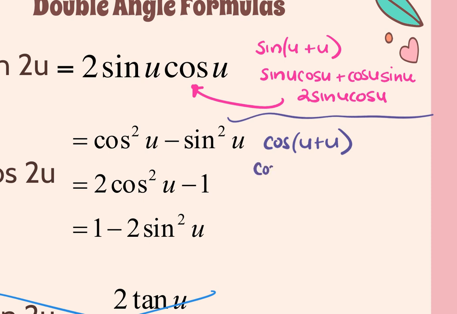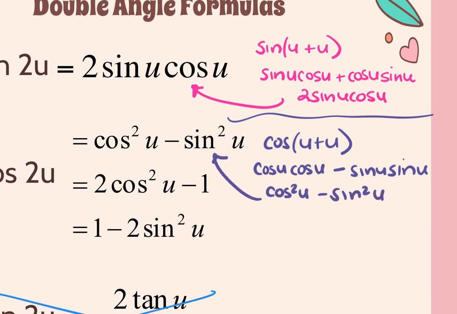So this would be cosine u, cosine u, minus sine u, sine u. And this would be cosine squared u minus sine squared u. That's where that one comes from. So again, ideally you memorize it, but if you don't memorize it or you get stuck or you question yourself, you can expand it and then use your sum and difference formulas.